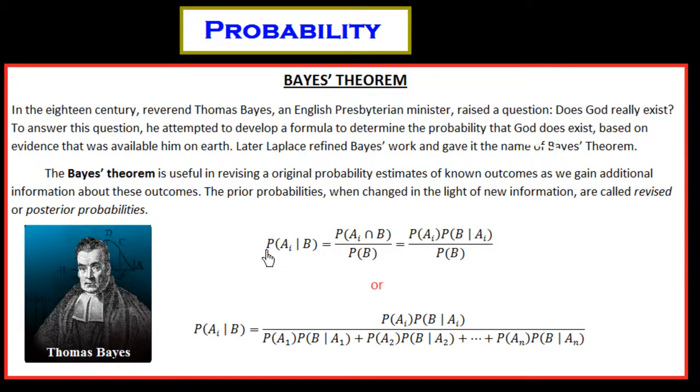So look here: the probability of Ai given B is equal to the probability of Ai intersection B over the probability of B, where the probability of Ai intersection B is equal to the probability of Ai times the probability of B given Ai. Here we get P of Ai into P of B given Ai over P of B. If we derive this, we can write the formula as P of Ai given B equals P of Ai into P of B given Ai over P of A1 into P of B given A1 plus P of A2 into P of B given A2, and so on up to P of An into P of B given An. We use this formula to solve problems related to posterior probabilities.